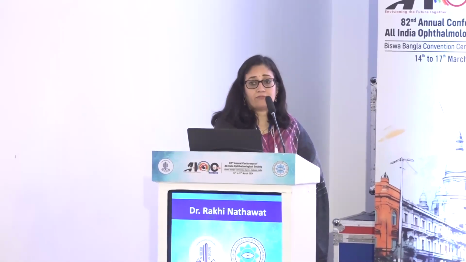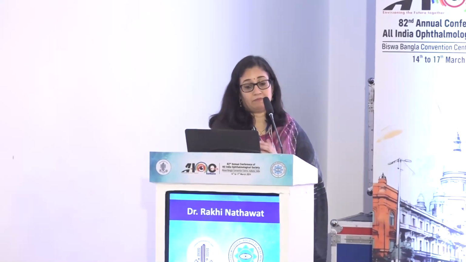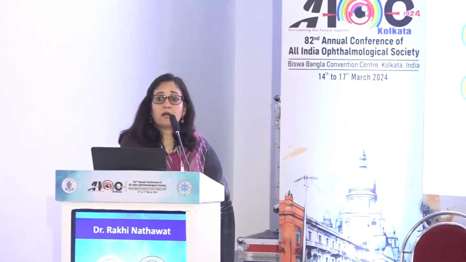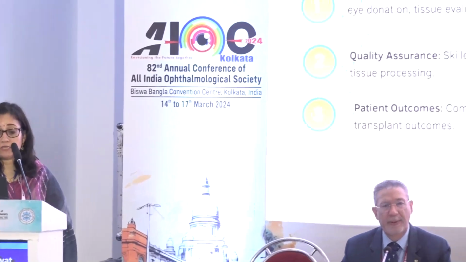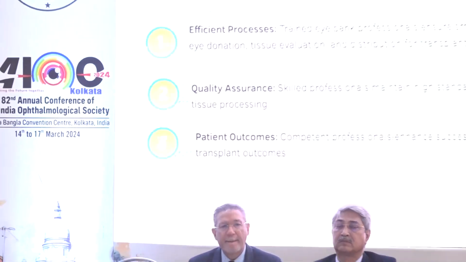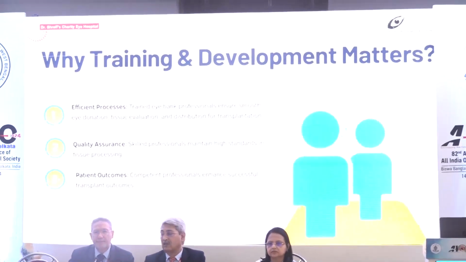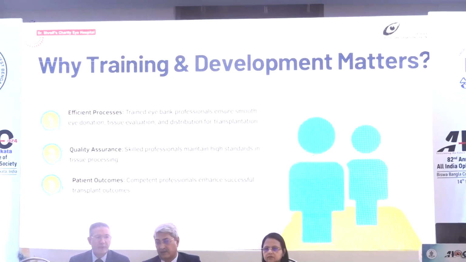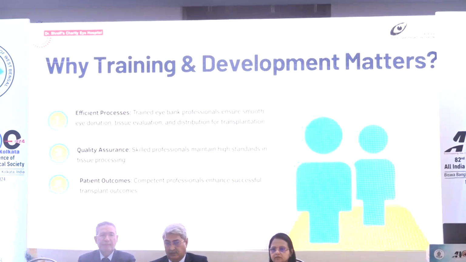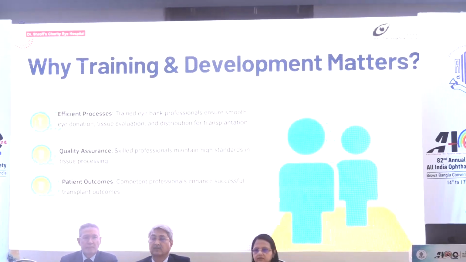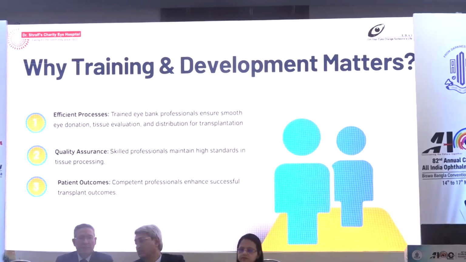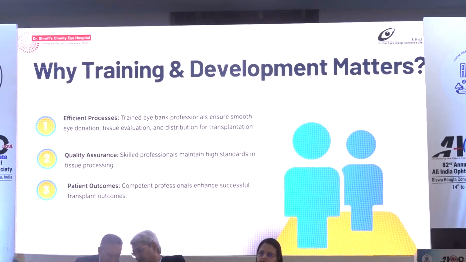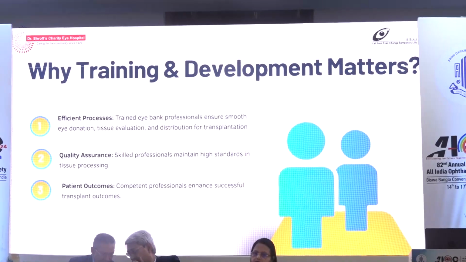So why does training and development matter? We all know that, but it's good to revise again. Your processes become more efficient if the people are trained. They become smoother in terms of eye donation, tissue evaluation and distribution for transplantation. It's very important for quality assurance, as skilled professionals maintain high standards in tissue processing, and also improve patient outcomes. So if you have trained professionals, the patient outcome will definitely improve.